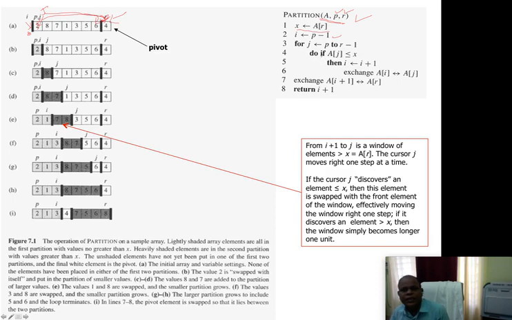Okay, and then that means J from P to R minus 1. And that means inside the for loop, once J reaches R minus 1, that means this position, then only our partition algorithm will end. Then inside this for loop, what is happening? Do if Aj is less than or equal to X.